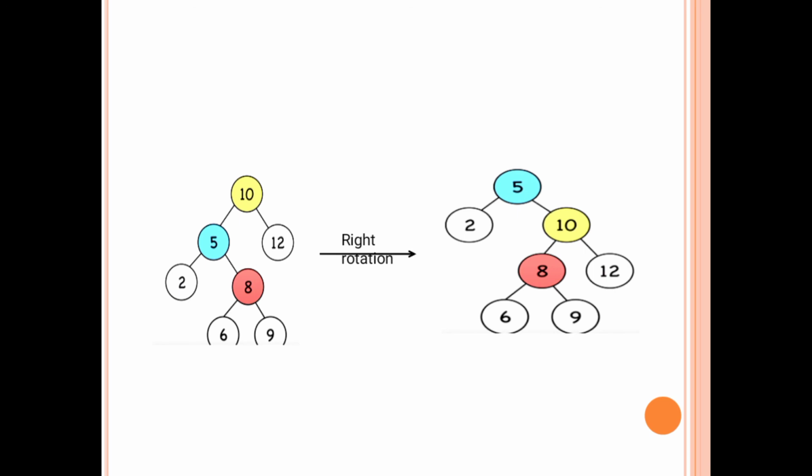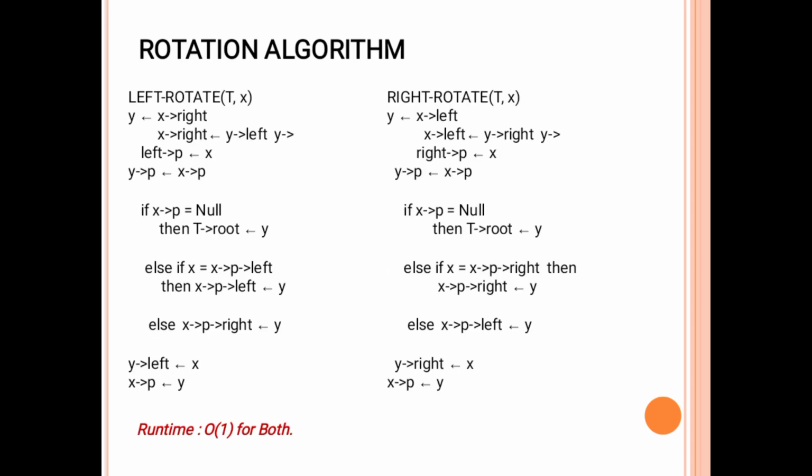Here we check 5. 8 is there, on the right side. That 8 has to go to the children of the 10, and on the right side of 10 we have to connect the 8. This is the right rotation of the red black tree.